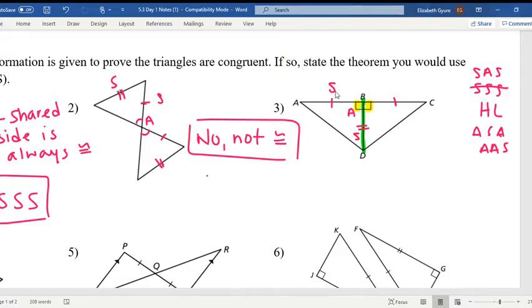Look at how it's written. We have a side, we have the angle that connects them, and then another side. So it has to be side, angle, side. Now, if you're looking at this and going, why not hypotenuse, leg? Can someone tell me where the hypotenuse is in one of these triangles?